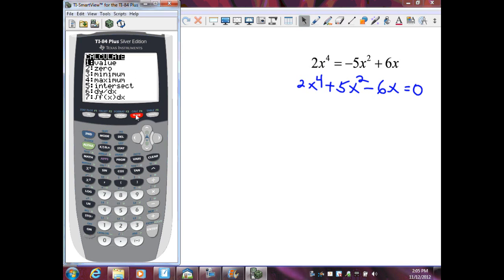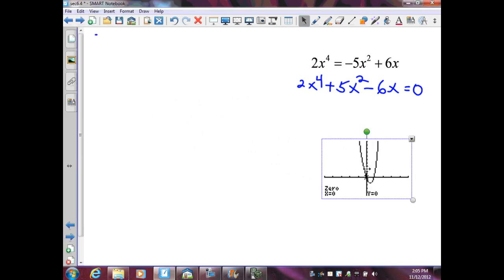I can calculate that by second calculate, number 2, which is a 0. And I want to be to the left bound of my first 0, enter. To the right bound, enter, guess. My intercept is 0, 0. One solution is 0 for x.